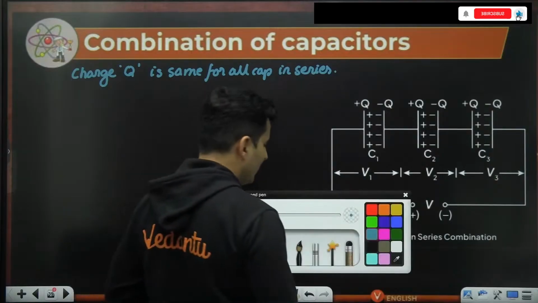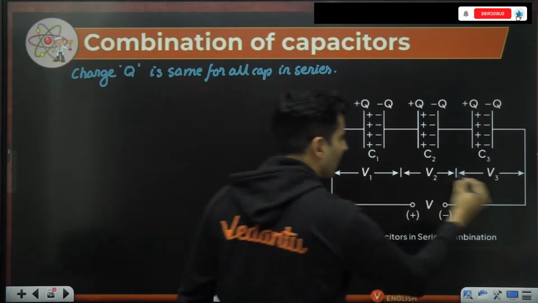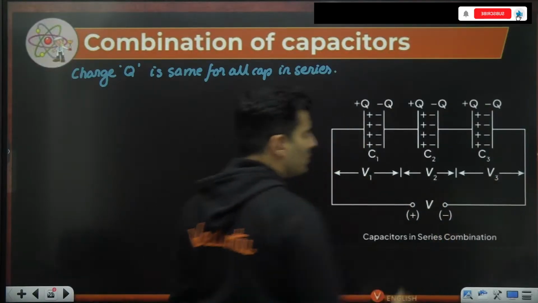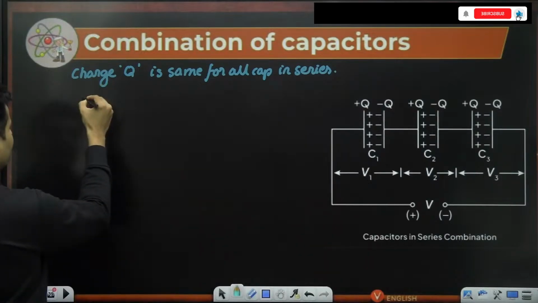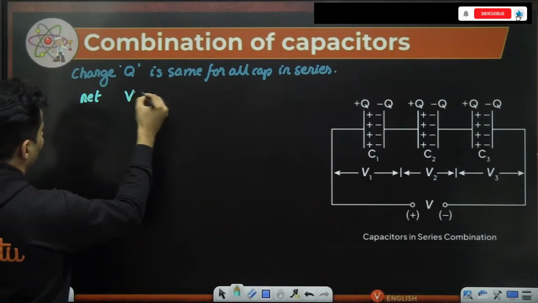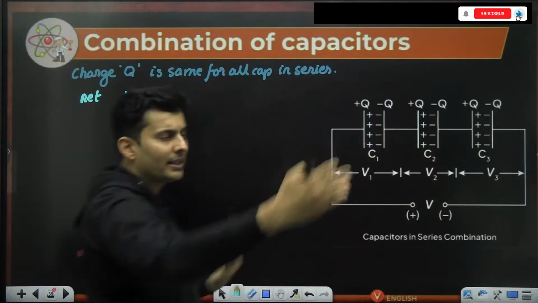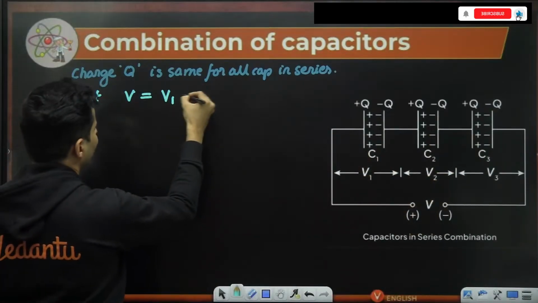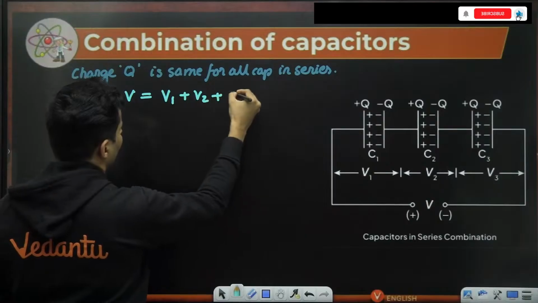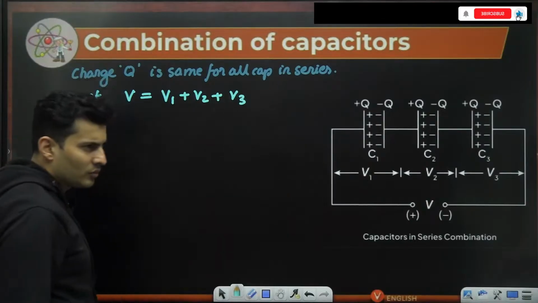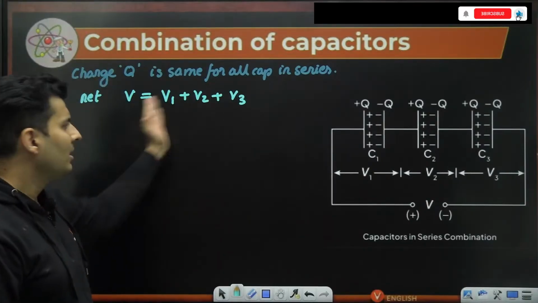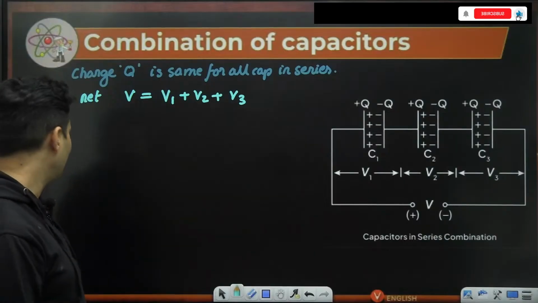So if you measure the total voltage over here, the net voltage will be voltage of 1, voltage of 2, voltage of 3, like that. However many capacitors there are. So it will be V1 plus V2 plus V3 and so on and so forth. Is that right, everyone? Depending on how many capacitors are there.